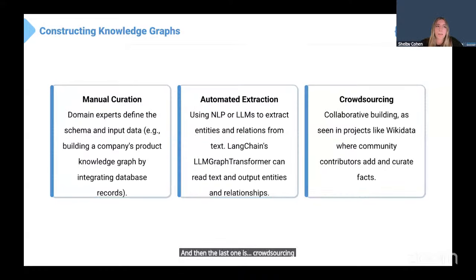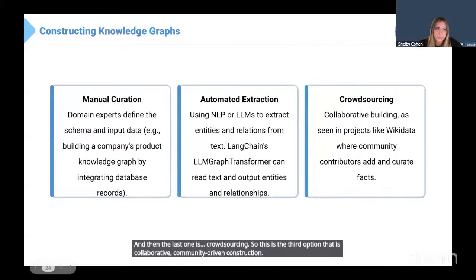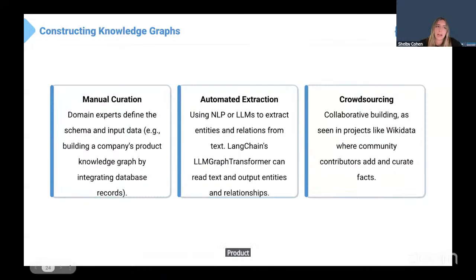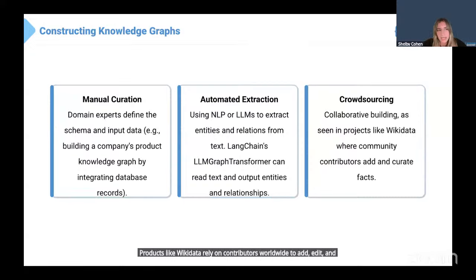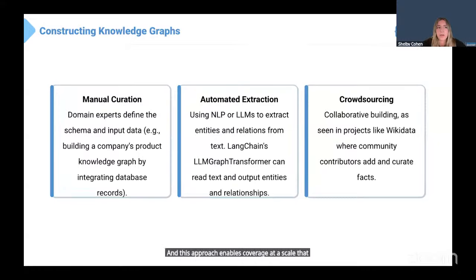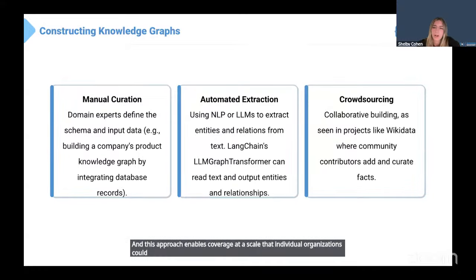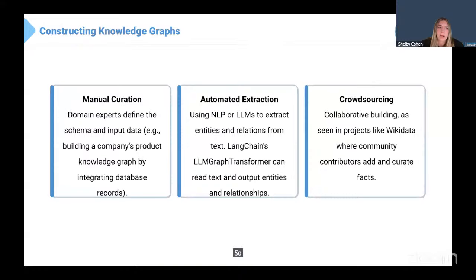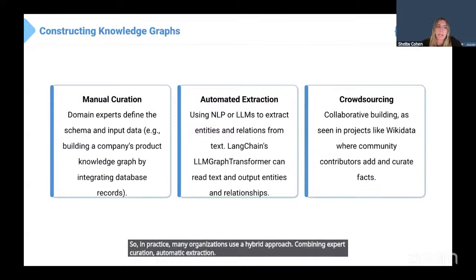So this is a third option that is collaborative, community-driven construction. Projects like Wikidata rely on contributors worldwide to add, edit, and curate facts, and this approach enables coverage at a scale that individual organizations could never achieve on their own. So in practice, many organizations use a hybrid approach, combining expert curation, automatic extraction, and community input to balance quality, scale, and coverage.